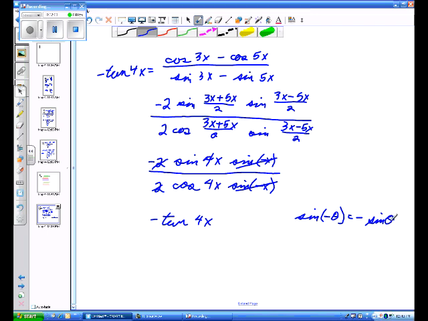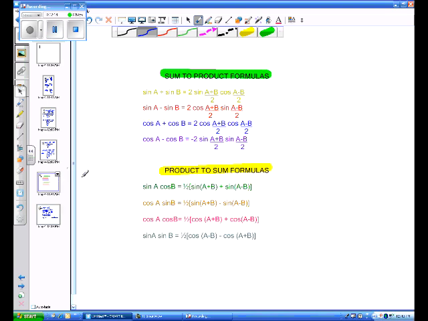So we can deal with our arc functions, and then we can deal with our sum to product formulas and product to sum formulas, which help us change the form at times and change the process of whether we're adding angles or subtracting them.